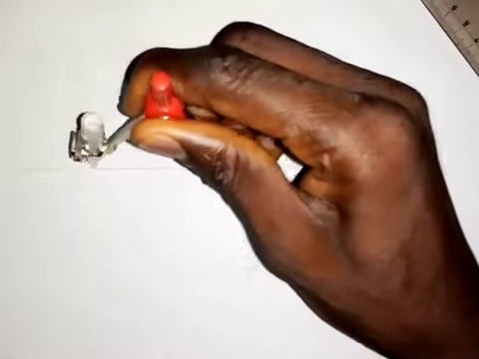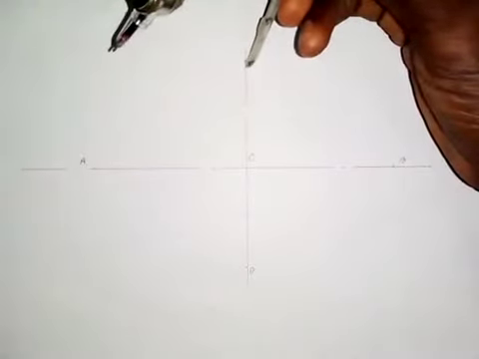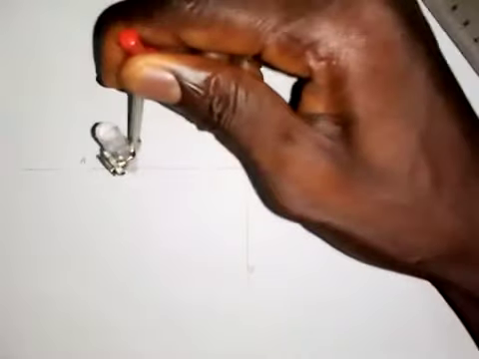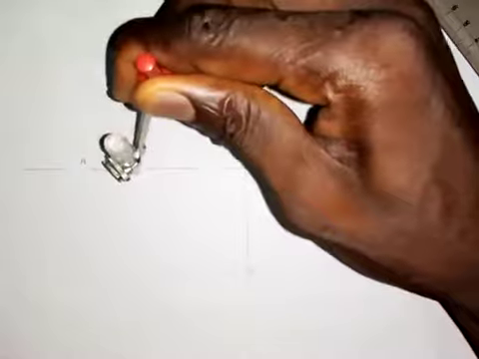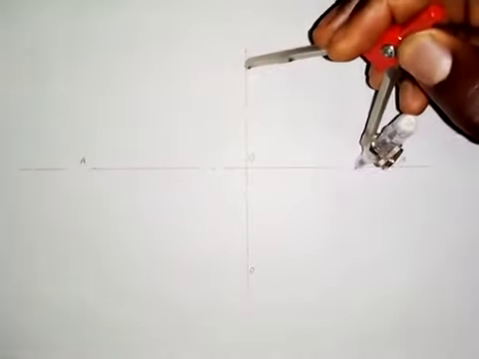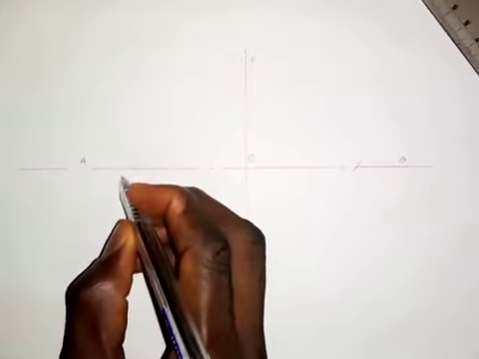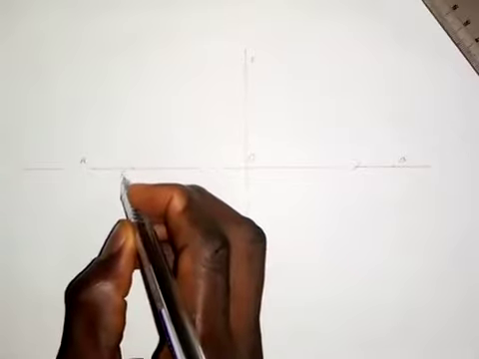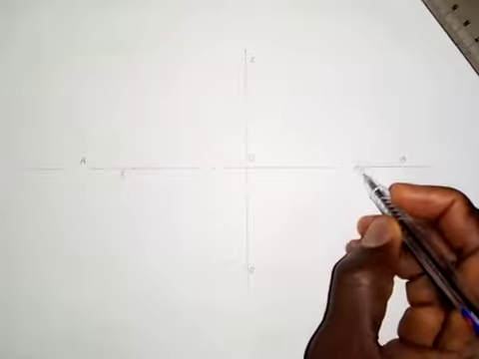You take this distance and put the compass at point C here, or at point D, then you make an arc on this side of OA like this. Also you do the same thing on this side of OB, making an arc like this. This point here is focal point 1, we call it F1, and this is focal point 2, we call it F2.